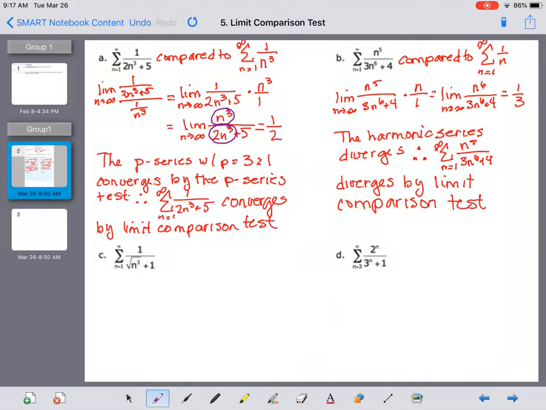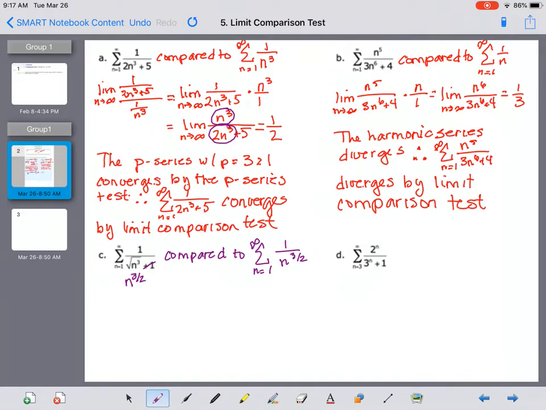Okay. So this one, if we think about this, n is really to the 3/2. So if we take away the 1, that fluff piece, we can compare to our series of 1 over n to the 3/2. Okay, so that's what we're going to compare it to. So finish out that problem.